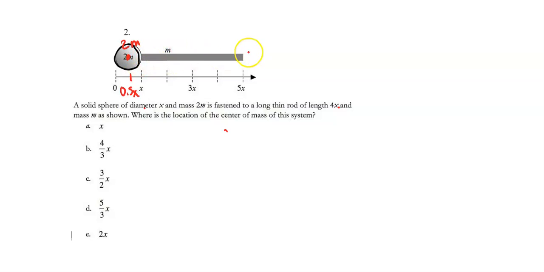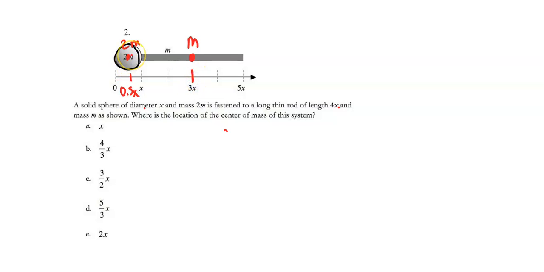Let's look at the other thing. The other thing is just some stick of mass m, which goes from the length x to 5x. So the middle of that is going to be right at 3x, which is where your balance point would be. So again, all the mass is approximated at m, at 3x.